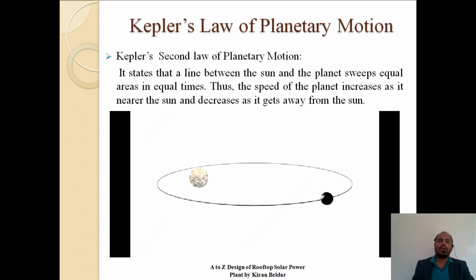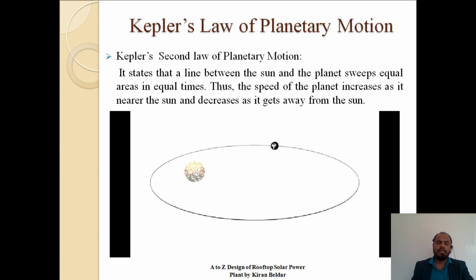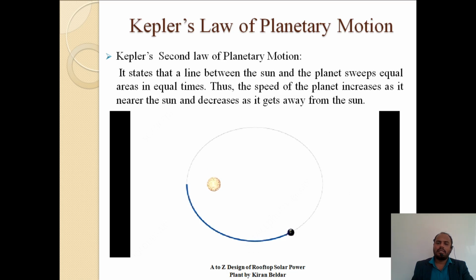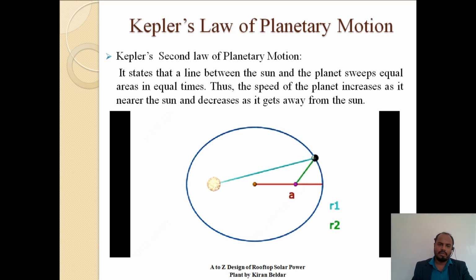Kepler's second law of planetary motion states that the line between the Sun and the planet sweeps equal areas in equal times. Thus, the speed of a planet increases as it gets nearer to the Sun and decreases as it gets away from the Sun. Basically, the area the planet sweeps when it is nearer to the Sun is exactly the same as the area it sweeps when it is away from the Sun.